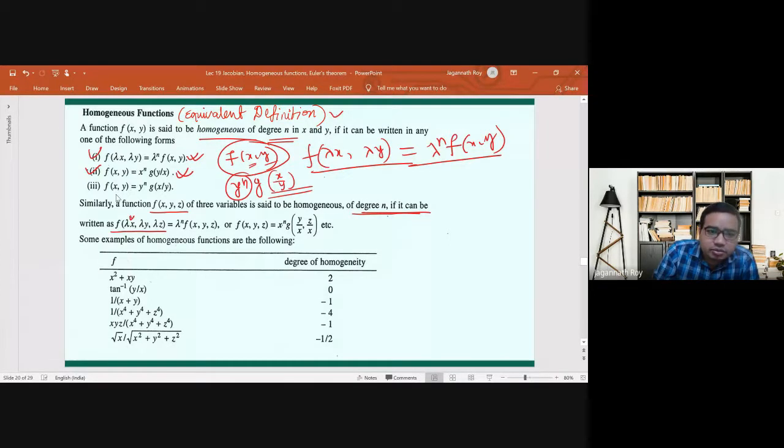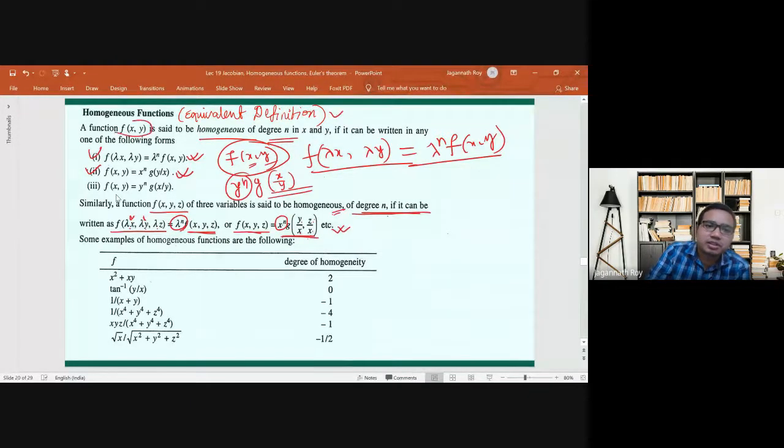All the variables, we will put lambda x, lambda y, and lambda z. If we can find this one, then we will have these equations. Otherwise, in other words, we can think about a function that can be written as x to the power n into g of y by x and z by x also. Then we can say that this is a homogeneous equation in three variables.